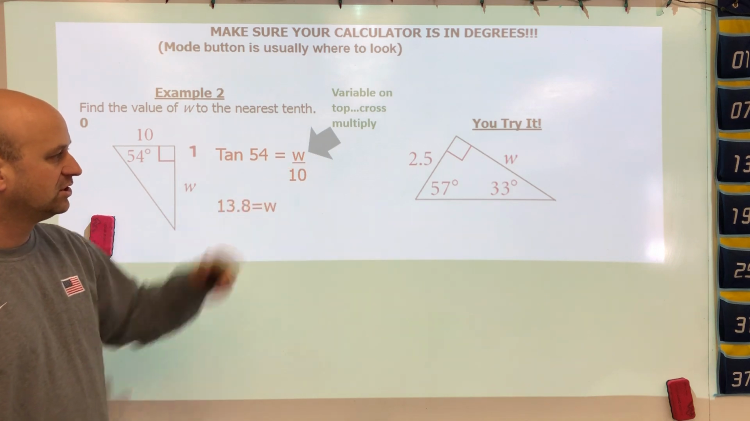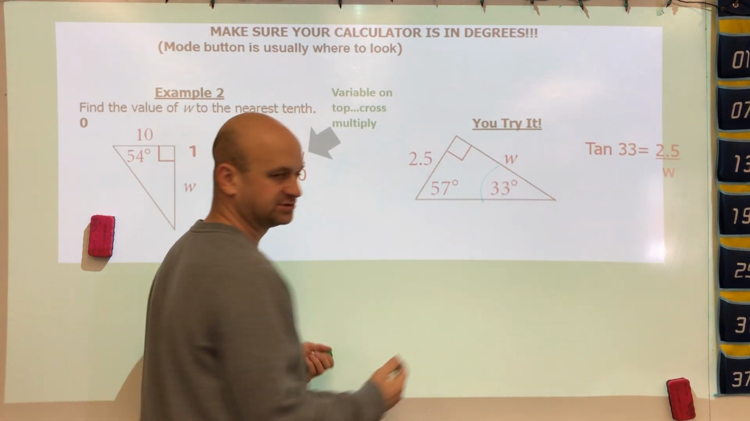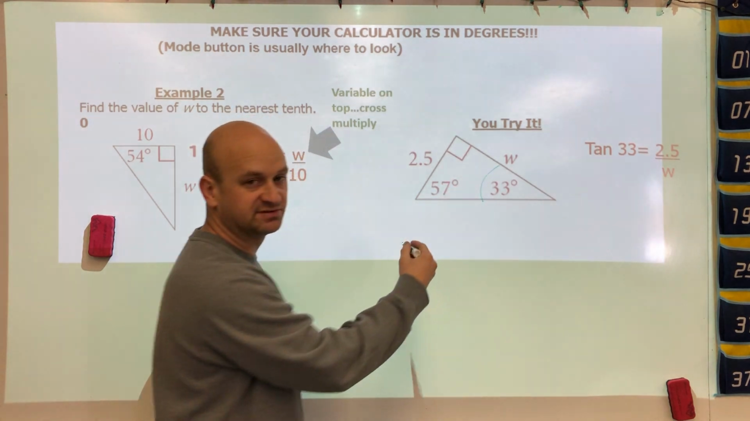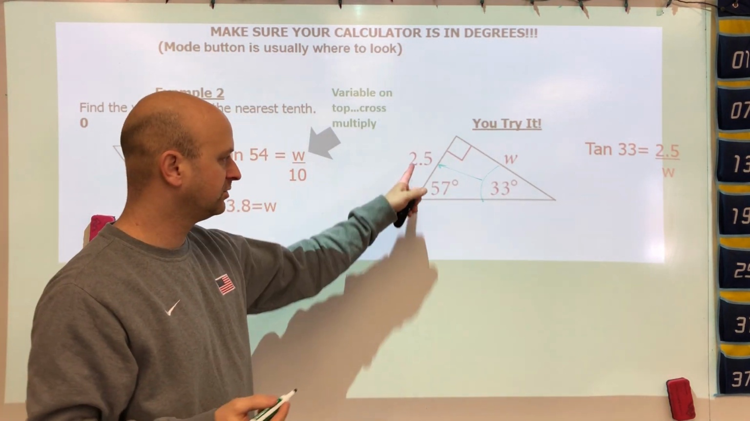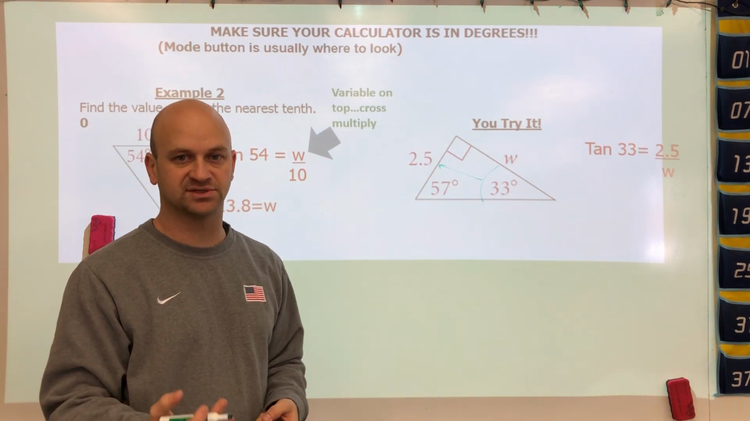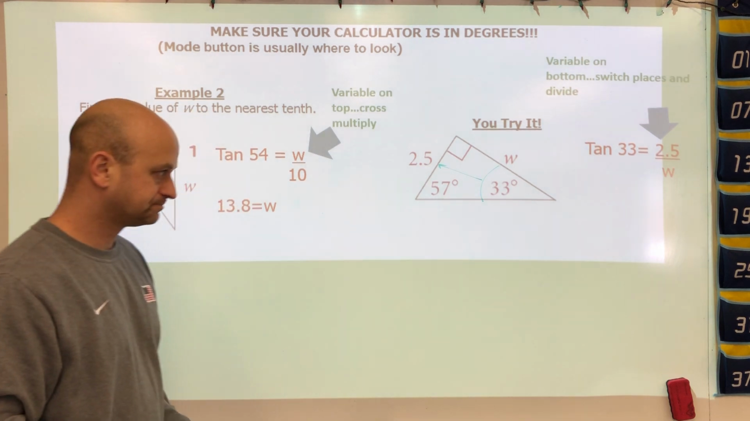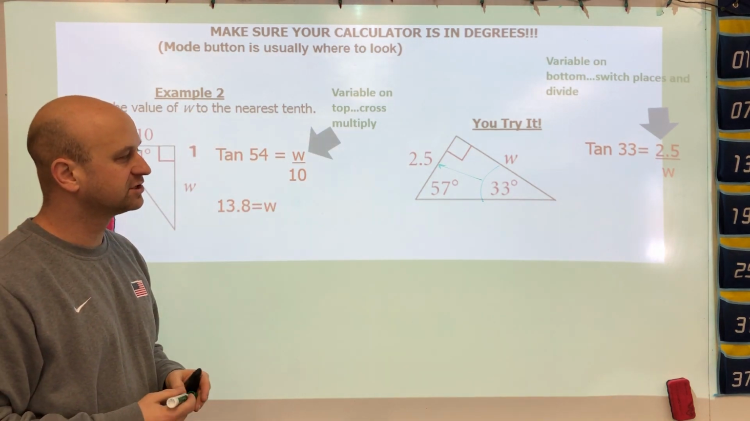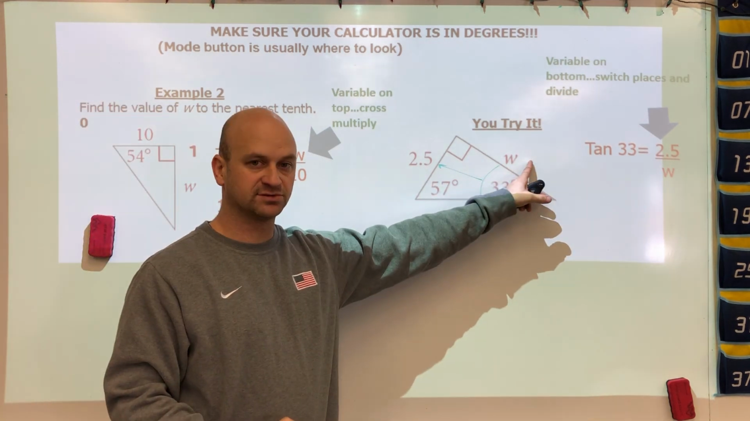All right, over here, I want you to use 33 in this example, and you'll understand why in a second. We could use 57, but for now, use this. So if I shoot my arrow, 2.5 becomes the opposite side. That means W is going to be the adjacent side. So over here, if you look, we take tangent of the angle, and that is equal to 2.5 over W.